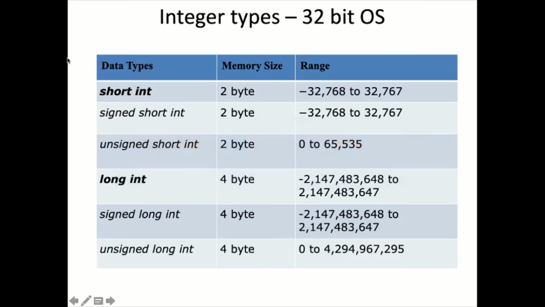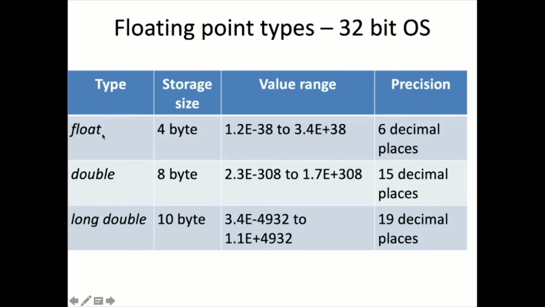After int, long int, short int, and all, there is another thing for floating point numbers. If you want fractional numbers, you have to use either float or double or long double. The storage size will be different in my system. This is for a 32-bit OS, where it will be 4 byte, 8 byte, and 10 byte. With this compiler it will be different. I'll show the size later.